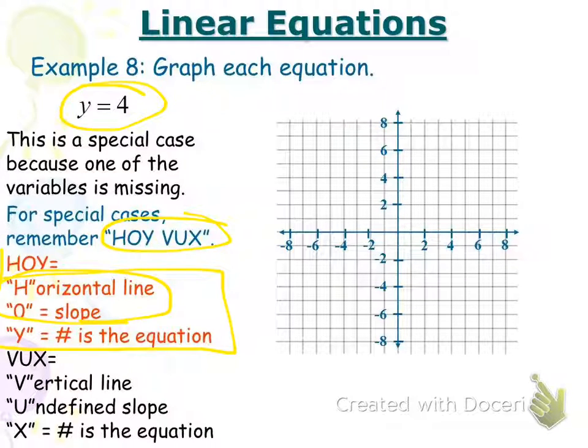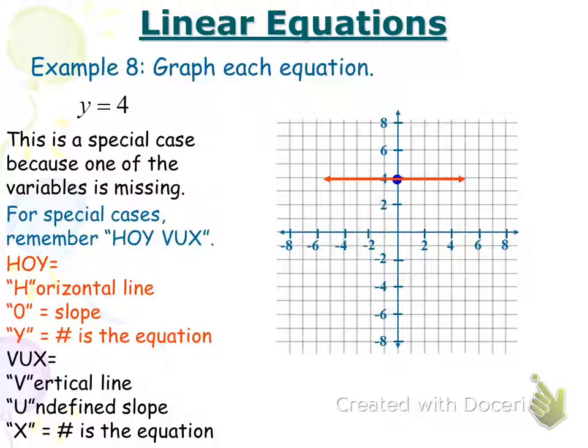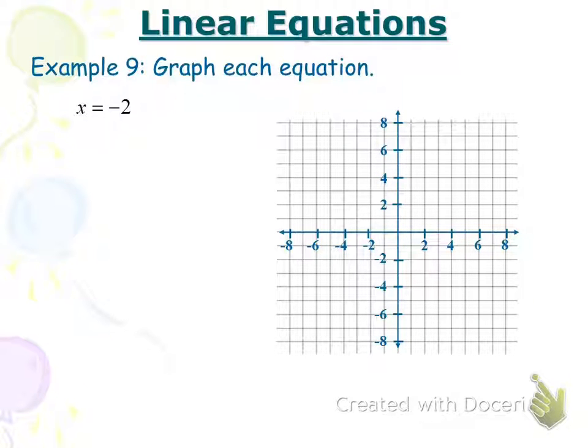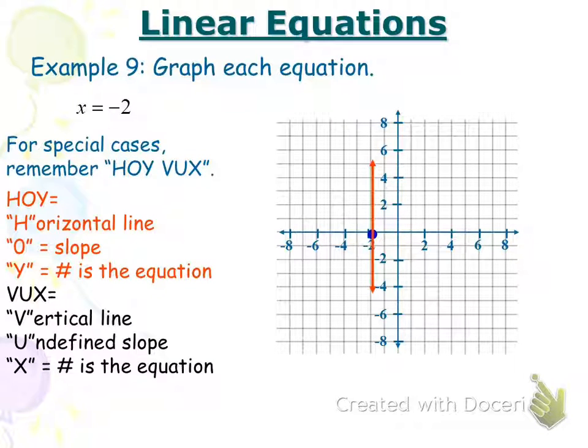So this is a horizontal line through Y equals 4. The slope of that horizontal line is 0. Okay? What about this one? X equals -2. Vertical, right? What's the slope of this line? Undefined. VUX always go together. So if you have X equals a number, it's a vertical line and the slope is undefined. So this is a vertical line that goes through -2, and that's it for today. We'll pick up here tomorrow.